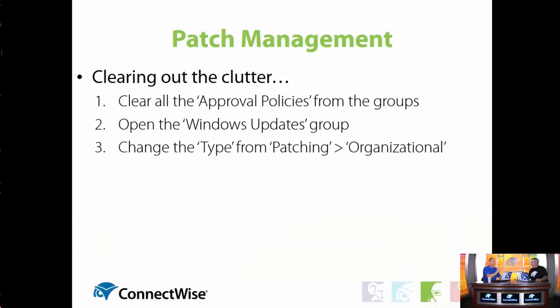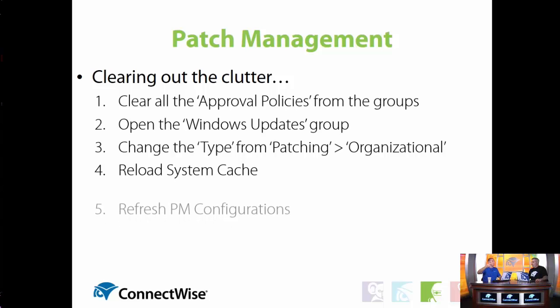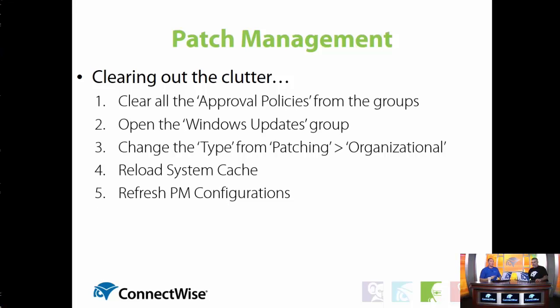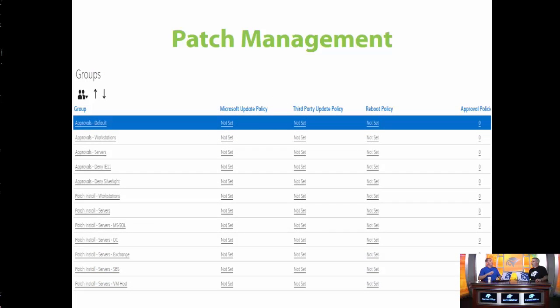Once I switch that from patching to organizational, I do a simple reload system cache, which refreshes all of the parent-child relationships. Then all I have to do is refresh the configuration in my patch manager, and I go from this list that has deny rules and other groups I don't really know, to this clean, really precise system where I start with just a default group, then workstations and servers, a couple of deny groups, and then my patch install groups. It simplifies everything.